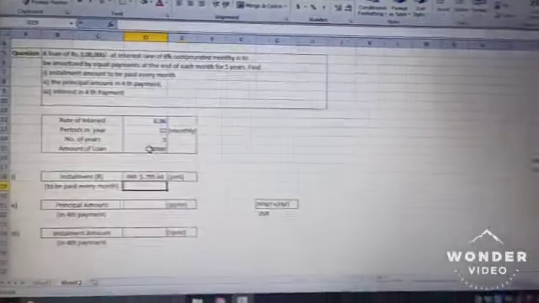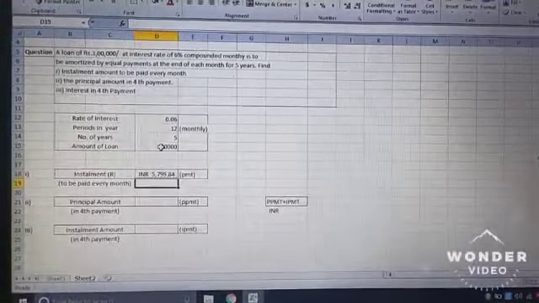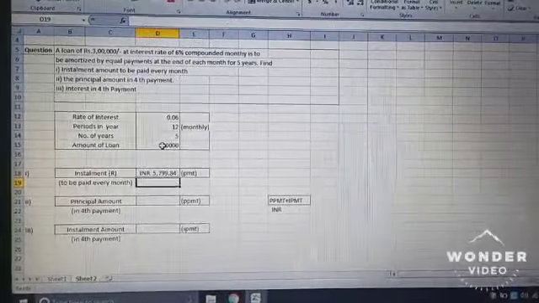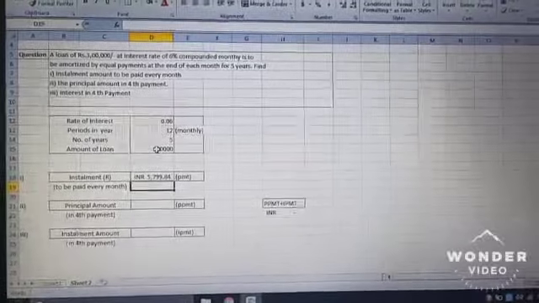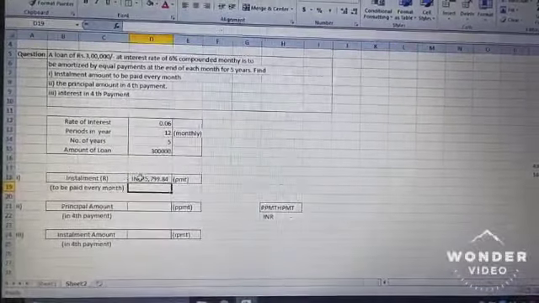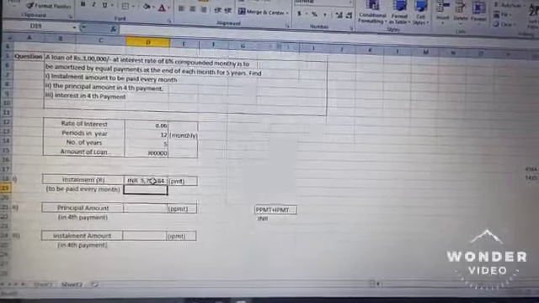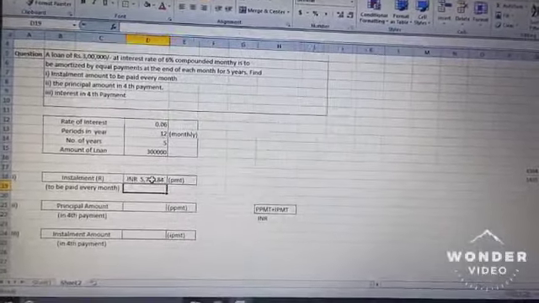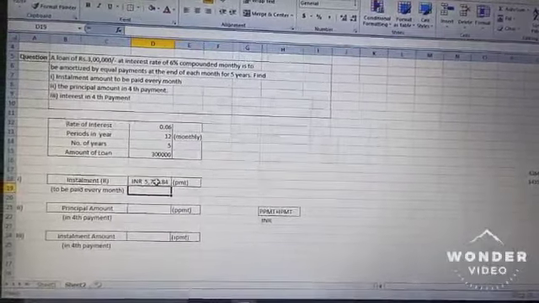If your answer is in dollar, you'll change it to INR. So the amount of installment is rupees 5,799.84. Now this is the installment that has to be paid every month for 5 years to repay a loan of rupees 3 lakh, compounded monthly at a rate of interest of 6%.